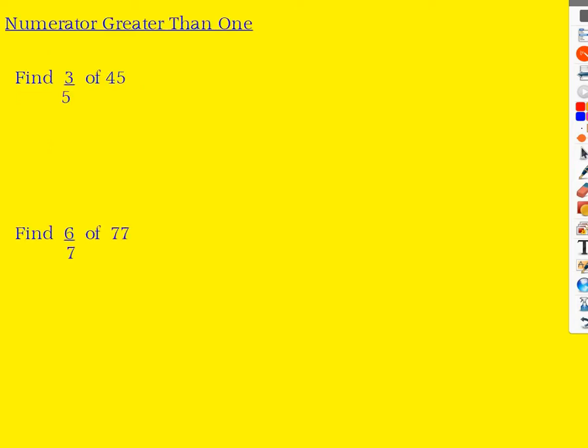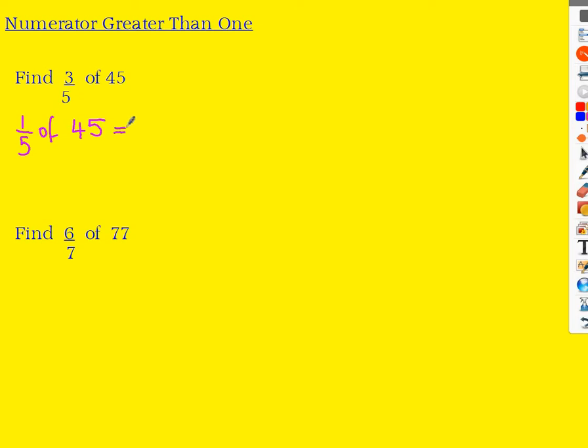Things have changed slightly with these next questions because the number on top of the fraction, the numerator now, is greater than 1. So it requires an extra stage of our workings, but we're going to start off exactly the same as we did earlier on. So although the question's asking us to find 3/5 of 45, we're going to start by finding 1/5 of 45. So we don't go straight ahead and find the 3/5. We're going to find 1/5 first, because once we know what 1/5 is, we can use that to find 3/5.